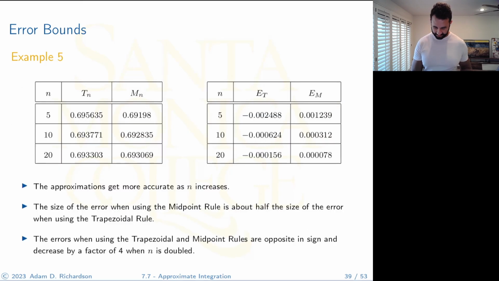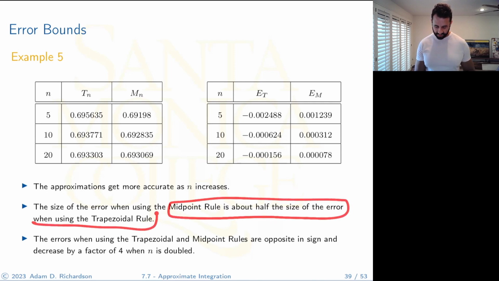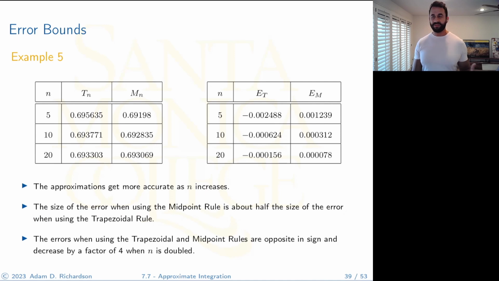Let's go to the next slide. I have some notes about it here. The approximations get more accurate as n increases, but the size of the error when using the midpoint rule is about half the size of the error when using the trapezoidal rule. This is an interesting result because it says that even though the trapezoidal rule is using a higher order approximation of the function, that is not necessarily giving us a better approximation of the area under that curve. Just because you can approximate the function more closely does not mean that you're going to be approximating the area under that curve more closely. And that's what these results are telling us.